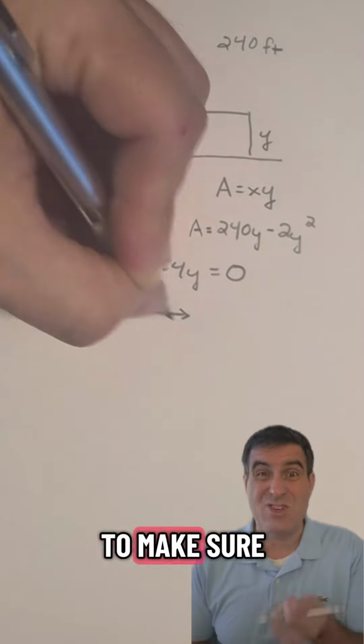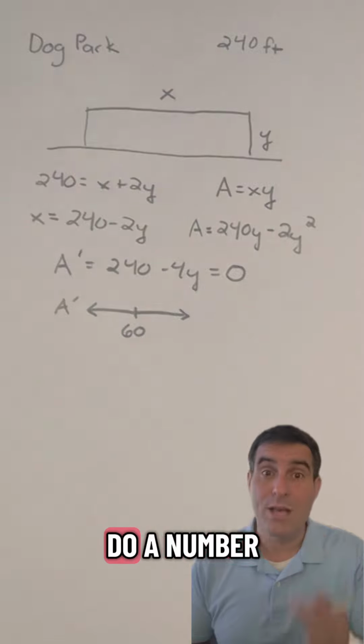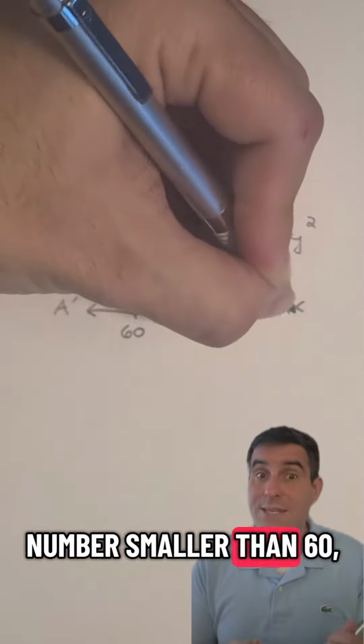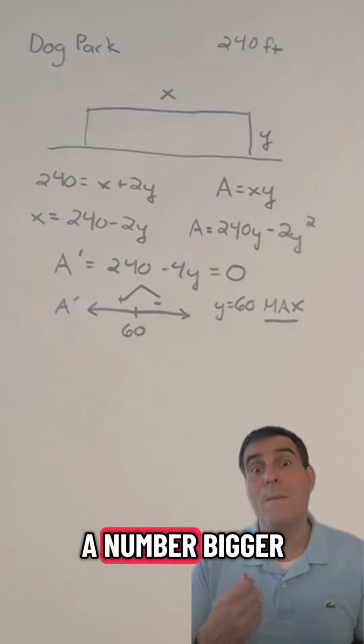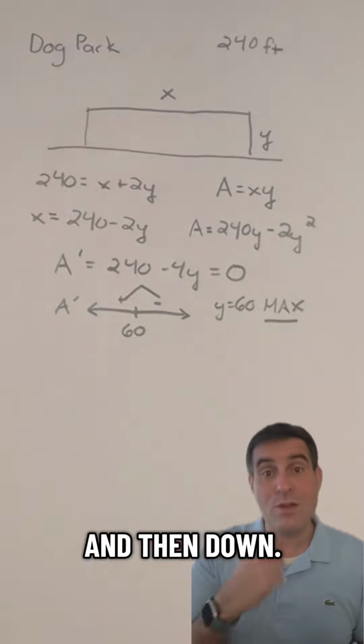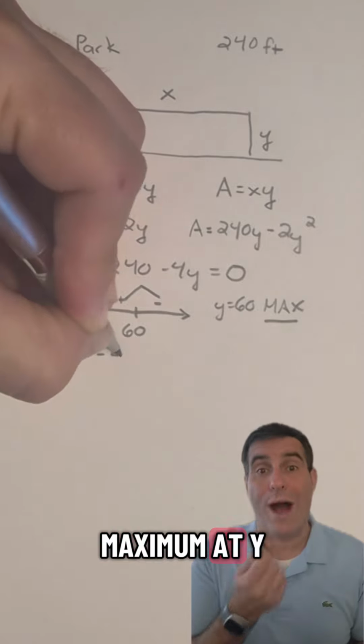We should check to make sure that this is actually a maximum. So if you do a number line for A prime, 60 is your 0. When you plug in a number smaller than 60, you get a positive derivative. A number bigger than 60, you get a negative derivative. So your function is going up and then down, so that point is actually a maximum at y equals 60.